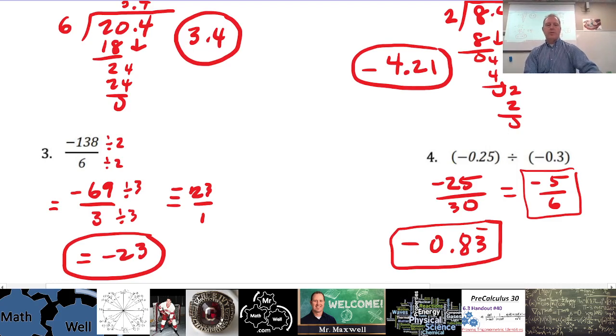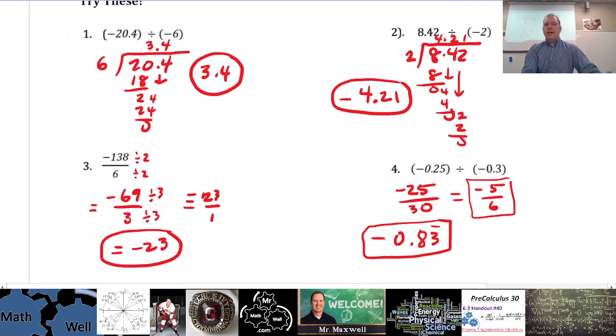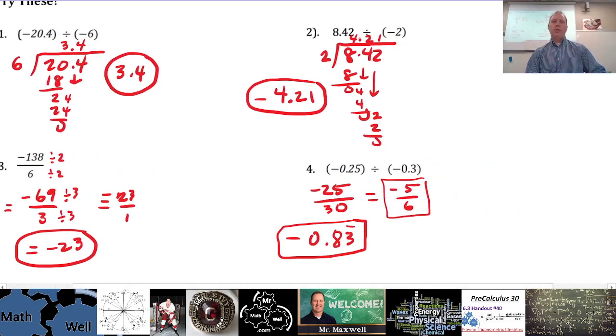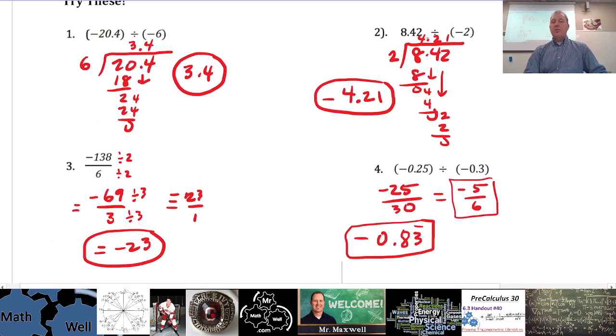All right, so here are the answers to those 4 questions. Long division, again, make sure you know how to do long division. You should get a positive 3.4 here. For number 2, with long division as well, you get a negative 4.21. For number 3, it was mentioned, can we just simplify that fraction? Sure, if you can do it without your calculator. So divide by 2 first, that's easy maybe, to get 69 from 138. And then divide by 3, and you get negative 23 as your final answer.